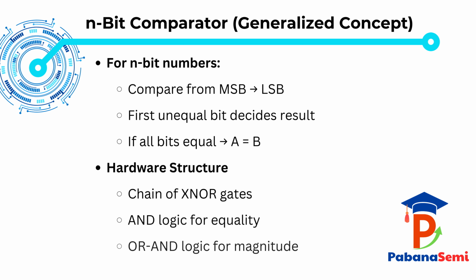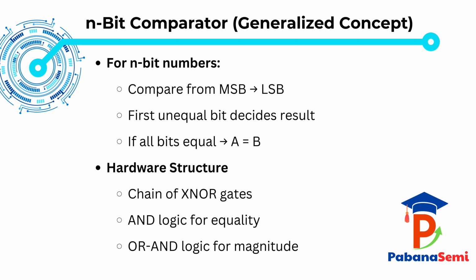Let's generalize the idea to an n-bit comparator, meaning we compare two numbers with any number of bits. The key rule stays the same. We always compare from MSB to LSB. Why MSB first? Because the MSB has the highest weight. So the first bit position where A and B are different immediately decides the final result.